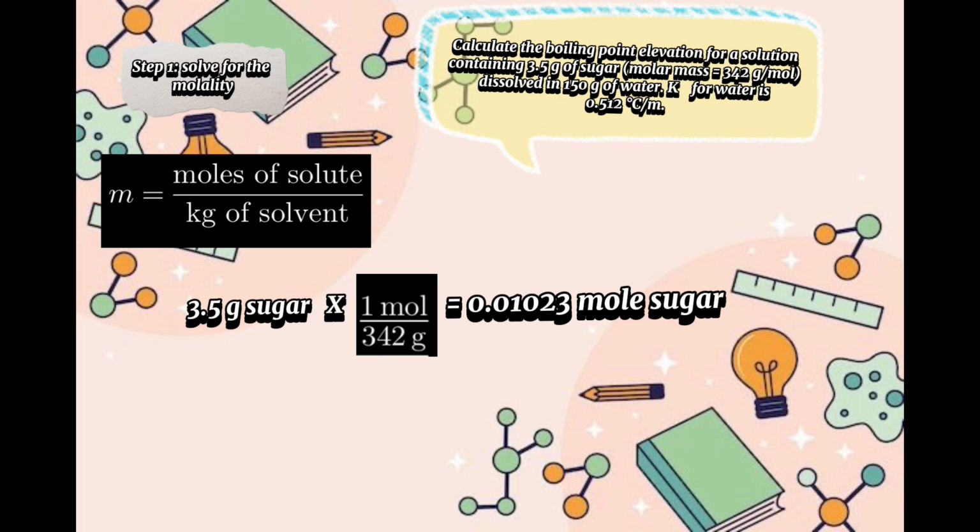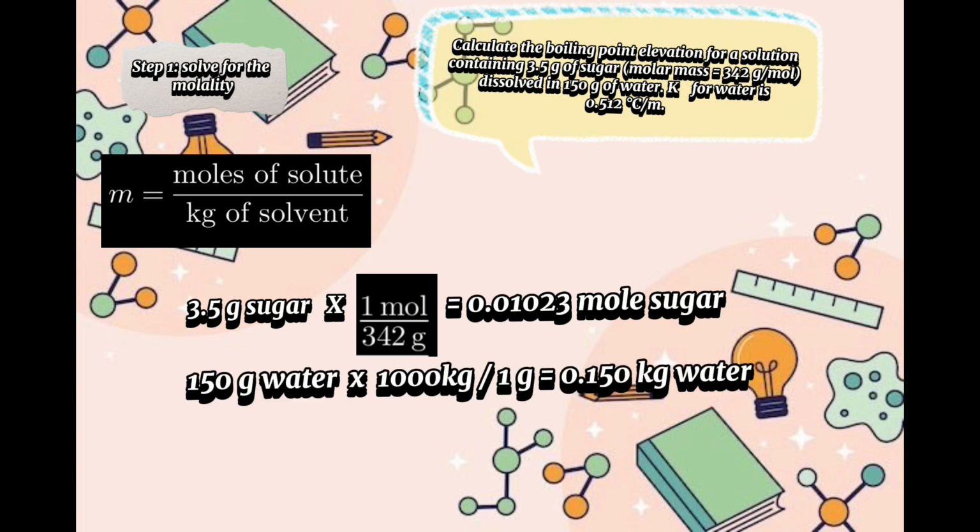Then next, we're going to convert the 150 grams of water into kilograms. So 150 grams of water times 1 kilogram over 1000 grams gives us 0.150 kilograms of water.